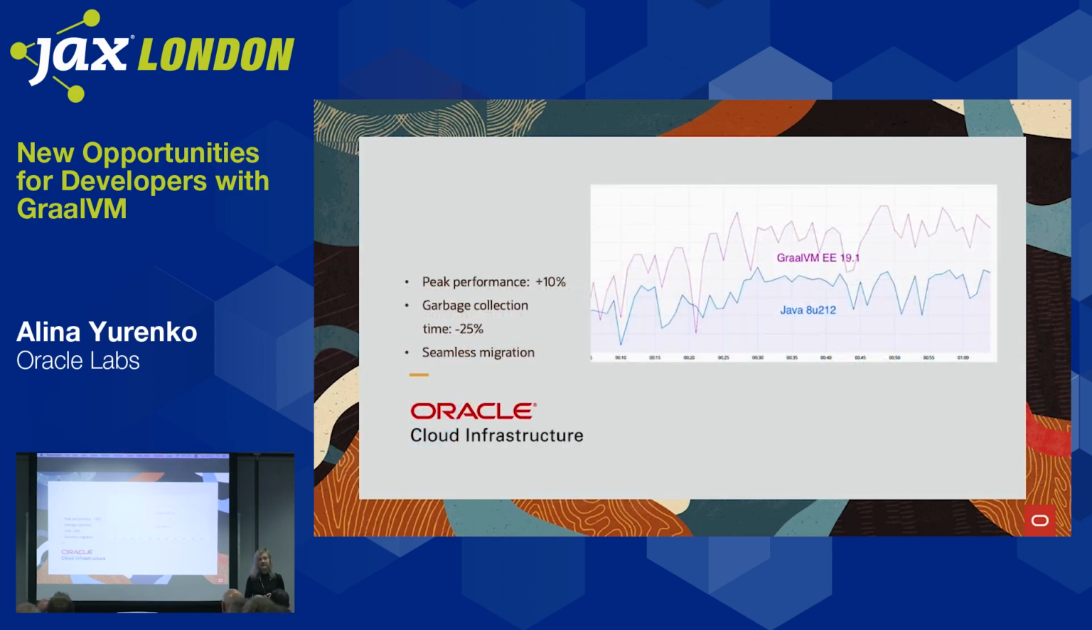Another interesting use case, and that's one of the most recent ones, is Oracle Cloud Infrastructure. So it has several services that used to be working on Java, but currently they made this migration to GraalVM. And as they said, the migration was very easy because you don't need to adapt your application to work on GraalVM. What they got in the end was peak performance plus 10%, and garbage collection time was reduced by 25%, which is a lot, once again, on a scale where you have a lot of machines working at the same time.